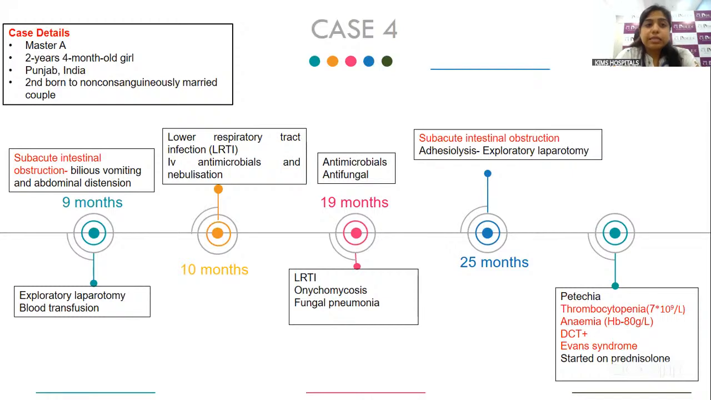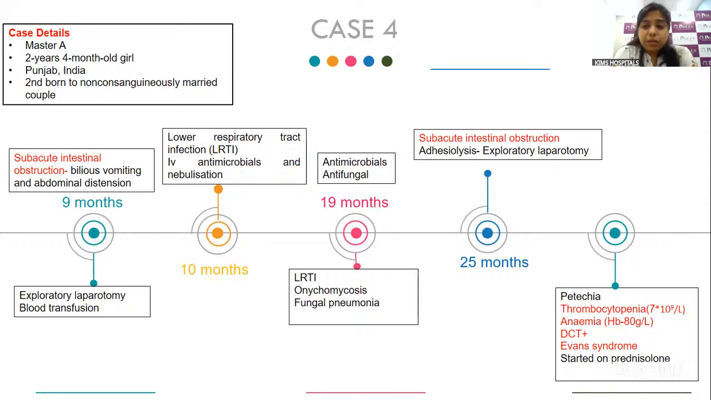So this is the next case. This is a 2-year, 4-month-old child. The child initially presented at 9 months with a subacute intestinal obstruction requiring surgery. After that, the child had multiple episodes of LRTI and fungal infections requiring antimicrobials and antifungals. At 25 months, the child again presented with a subacute intestinal obstruction requiring laparotomy.